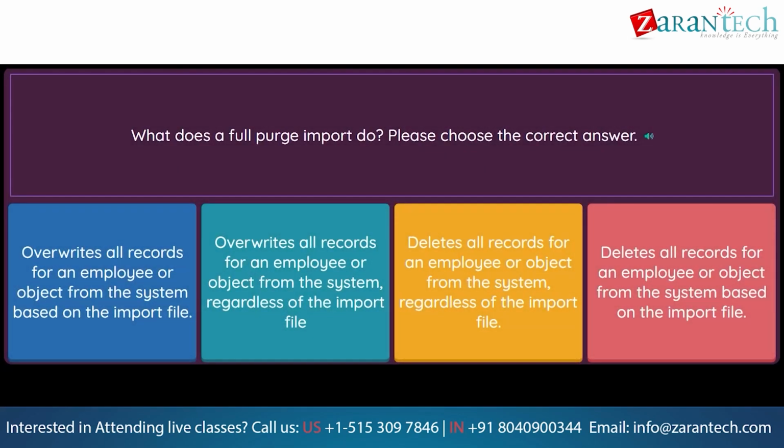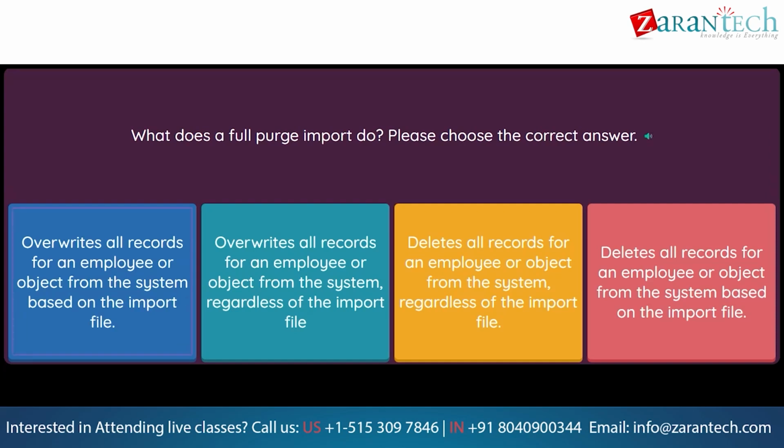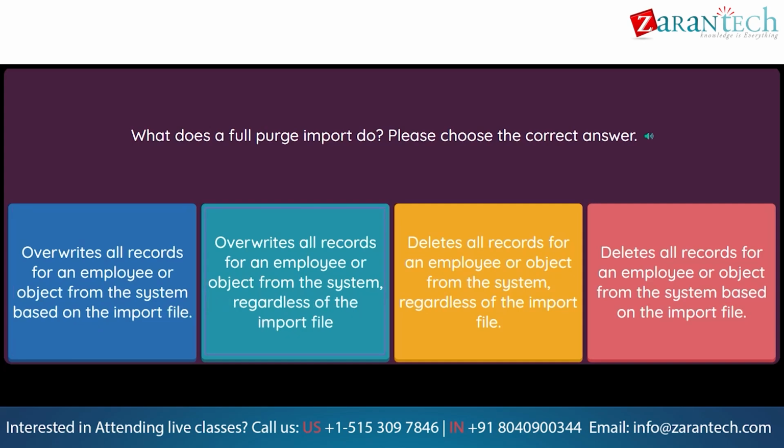Question: What does a full purge import do? Please choose the correct answer. Option 1, overwrites all records for an employee or object from the system based on the import file. Option 2, overwrites all records for an employee or object from the system, regardless of the import file. Option 3, deletes all records for an employee or object from the system, regardless of the import file. Option 4, deletes all records for an employee or object from the system based on the import file.